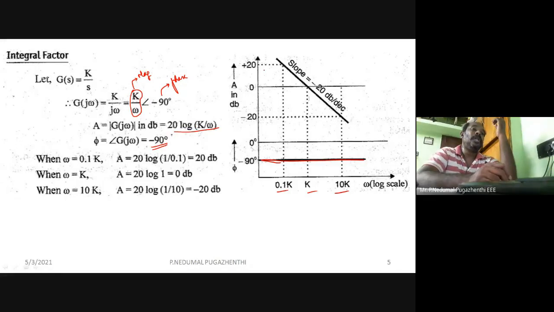Okay, you will have a negative slope like this. You will have a negative slope. Any doubts here at this point? If you put omega different values, you will get different points, and if you plot it, you will probably get this negative slope, minus 20 decibels. Any doubts?